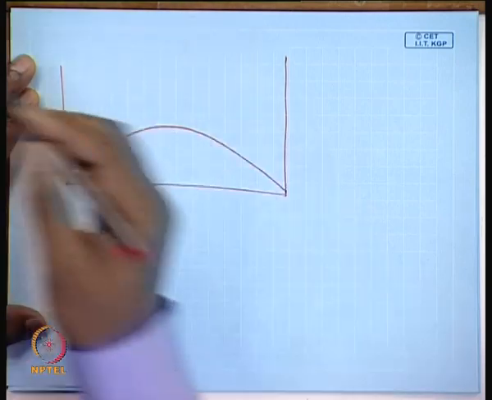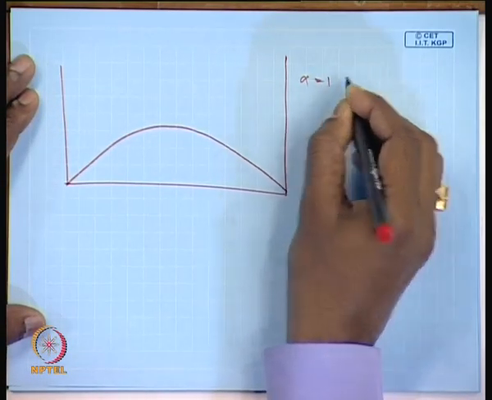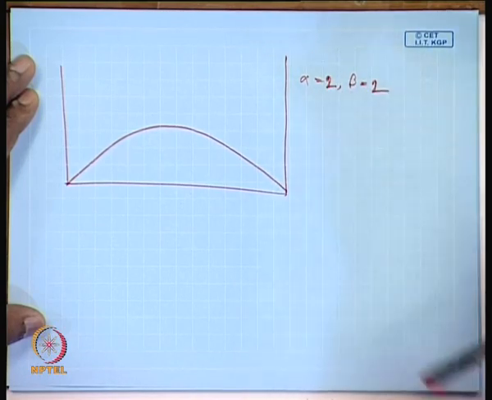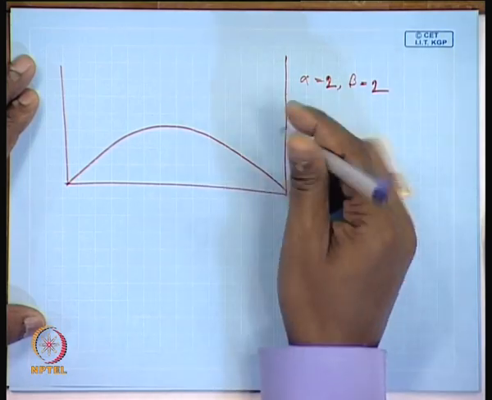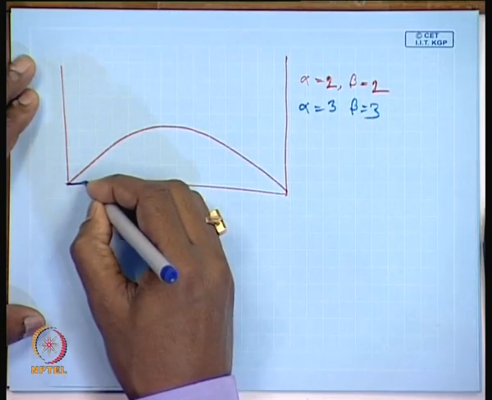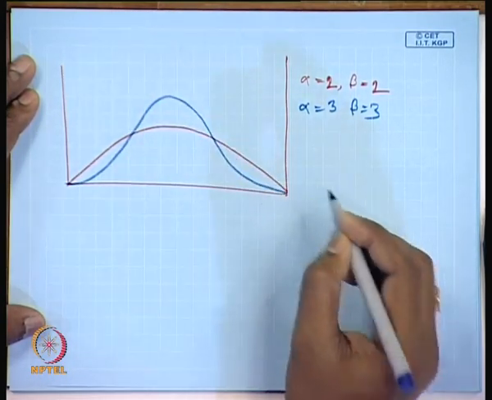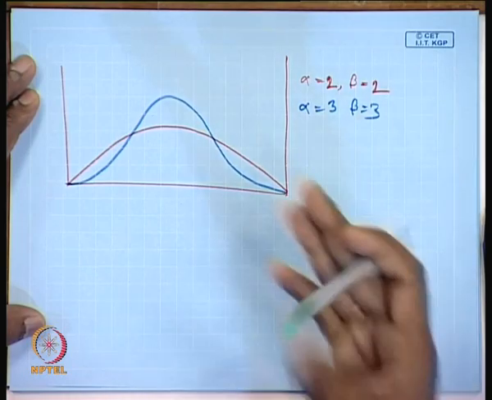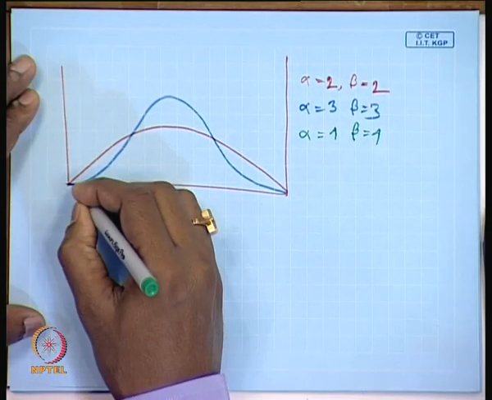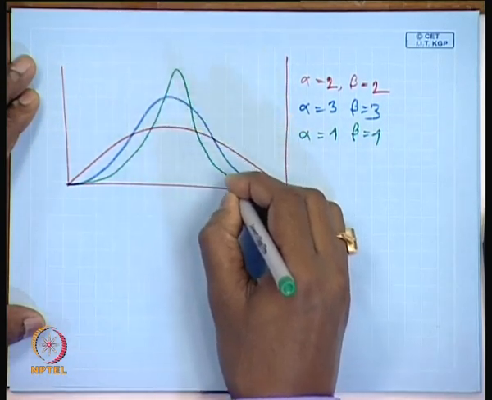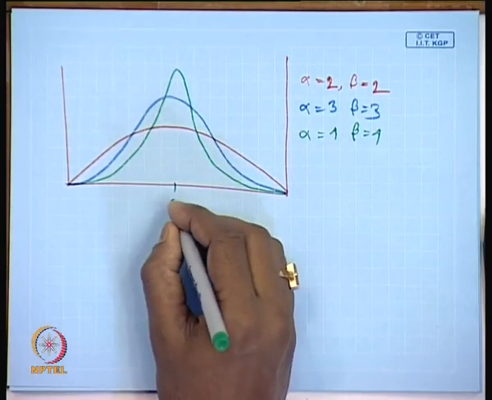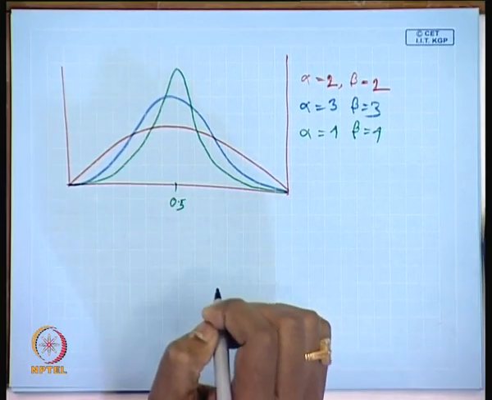So, this is what is approximated there as alpha equals 2 and beta equals 2. Now, if we just increase this, alpha equals 3 and beta equals 3, then it will approximately look like this. It will be symmetric, and similarly, if we further increase these parameters, alpha equals 4, beta equals 4, again its peak will increase, but it will remain symmetric with respect to the mean, which will be at 0.5.